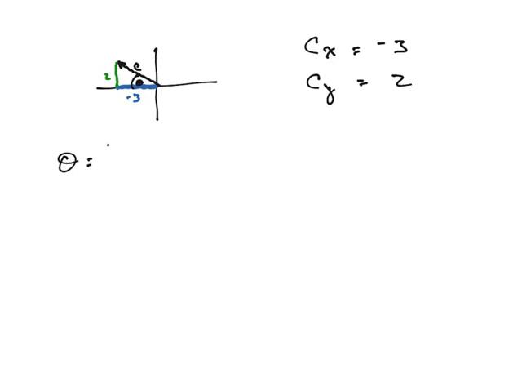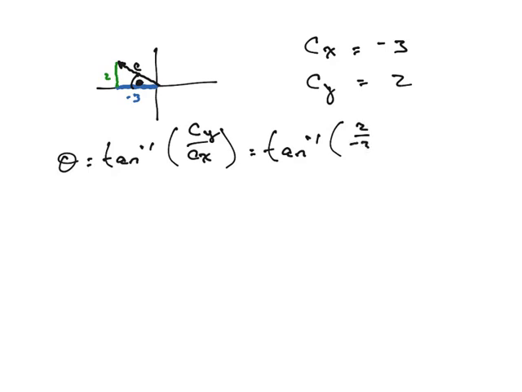So I would say theta is inverse tangent of the y piece, CY, over the x piece, CX. So inverse tangent of 2 divided by negative 3. And when I put this in my calculator, I get negative 33.7 degrees. Well, does this make sense?